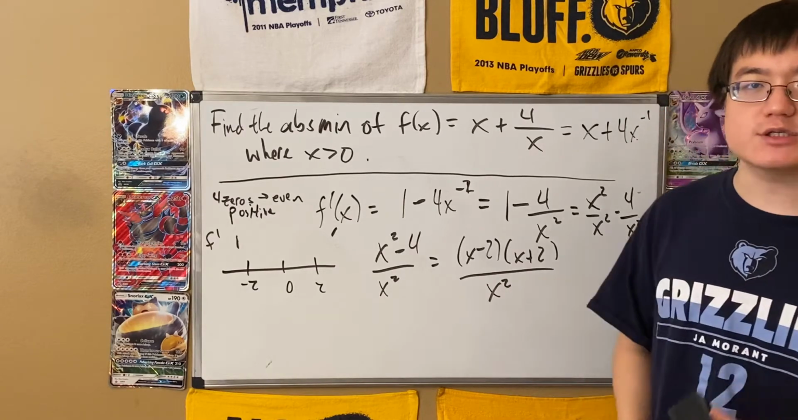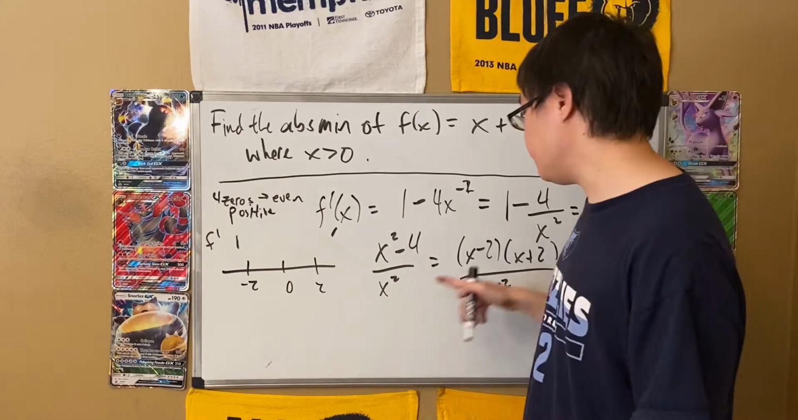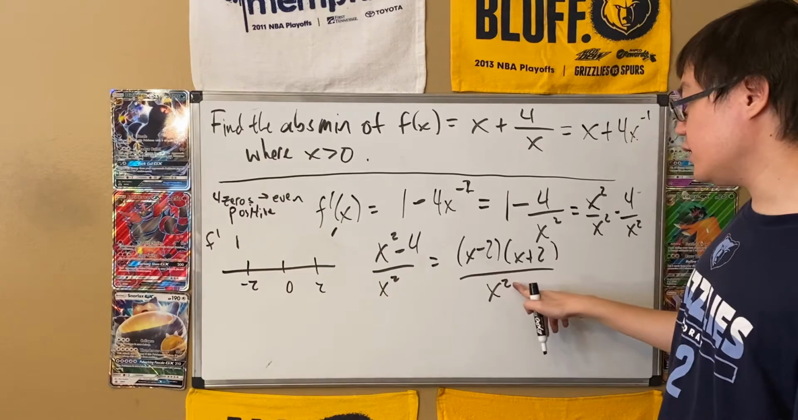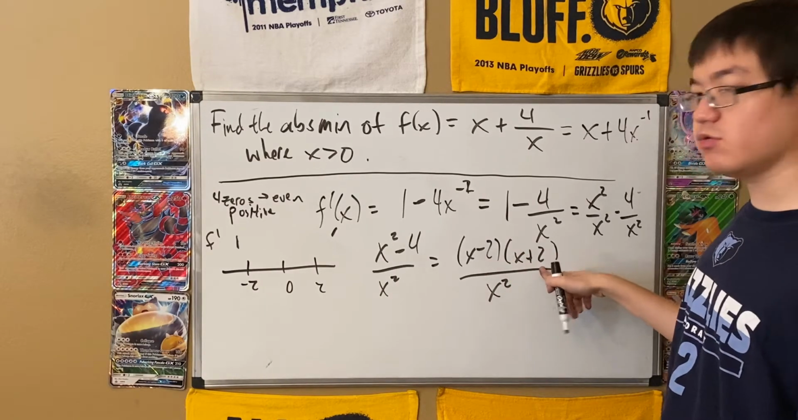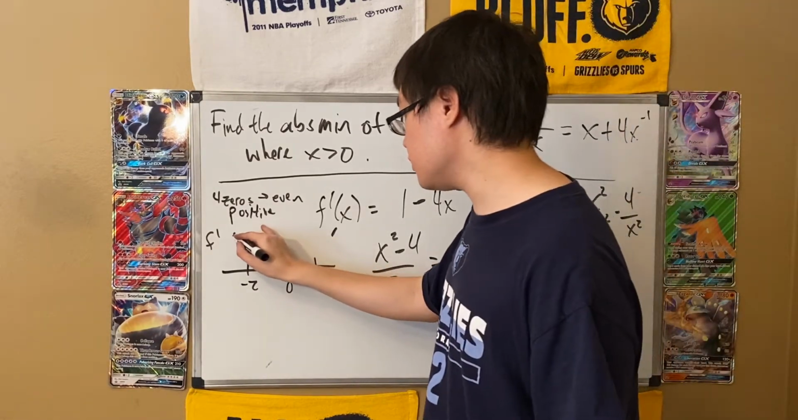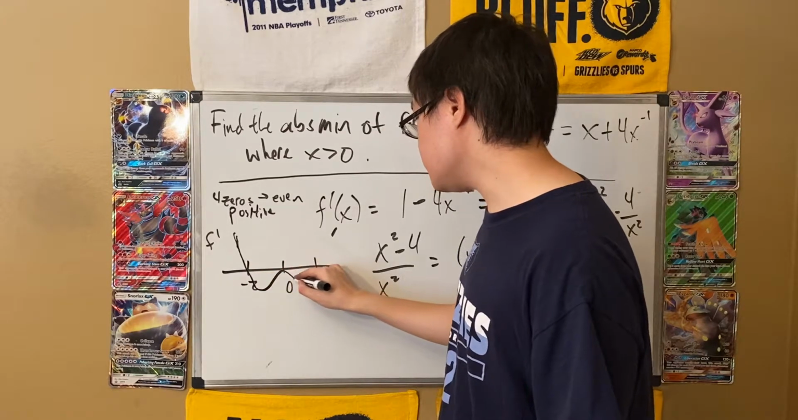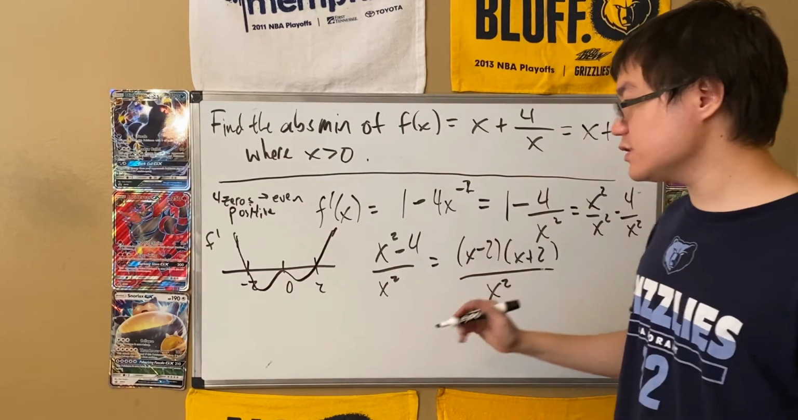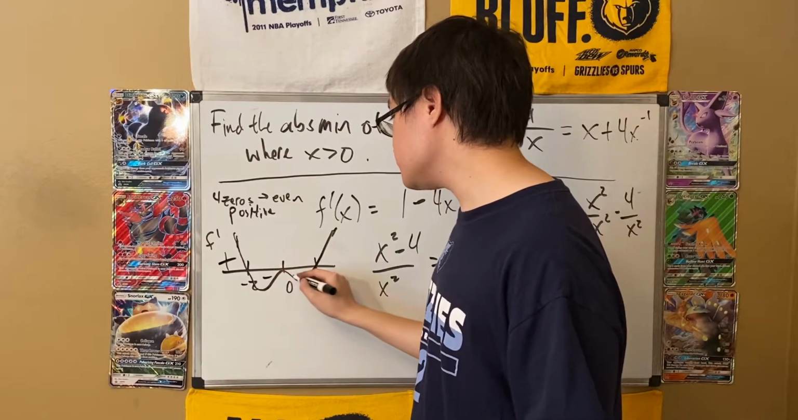So again, watch our sign chart video if you need more practice with this. But because this is a 1, this is a 1, and this is a 2, it'll go through at these two, and then it'll bounce at this one. So it's going to go through, bounce, and then go through. So this is my sign chart: plus, minus, minus, plus.